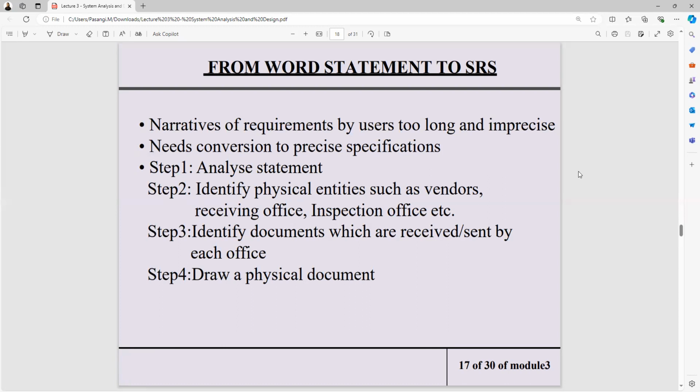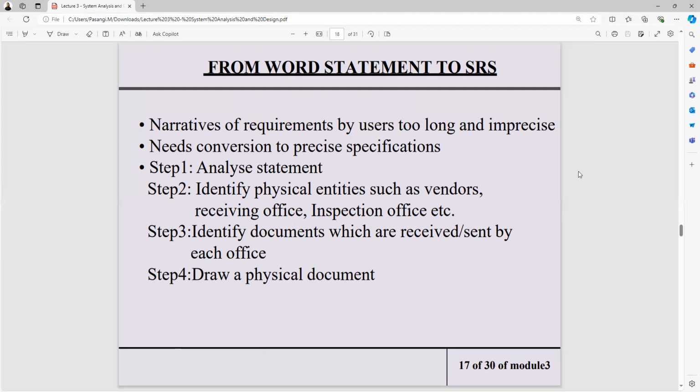As the first step, we need to analyze the statement. That is the first thing we need to do. As the second step, we need to identify the physical entities such as vendors, receiving office, and the inspection office, etc. As the third step, we need to identify the documents which are received or sent by each office. As the fourth step, we need to draw a physical document.